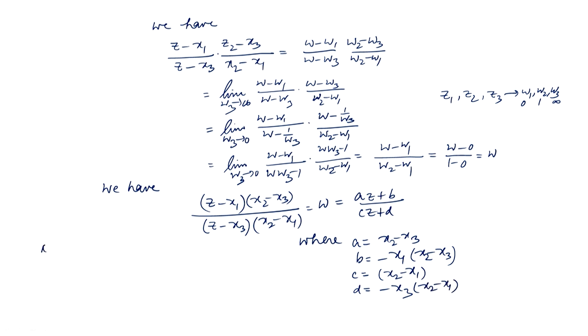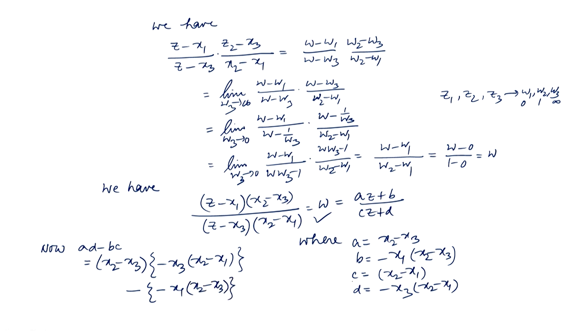Now, if we want to say that this is a bilinear transformation, then we should show that ad minus bc is not equal to 0. So, ad minus bc is how much? It is (x2 minus x3) into minus x3 into (x2 minus x1), minus bc, that is minus x1 into (x2 minus x3) and then (x2 minus x1).